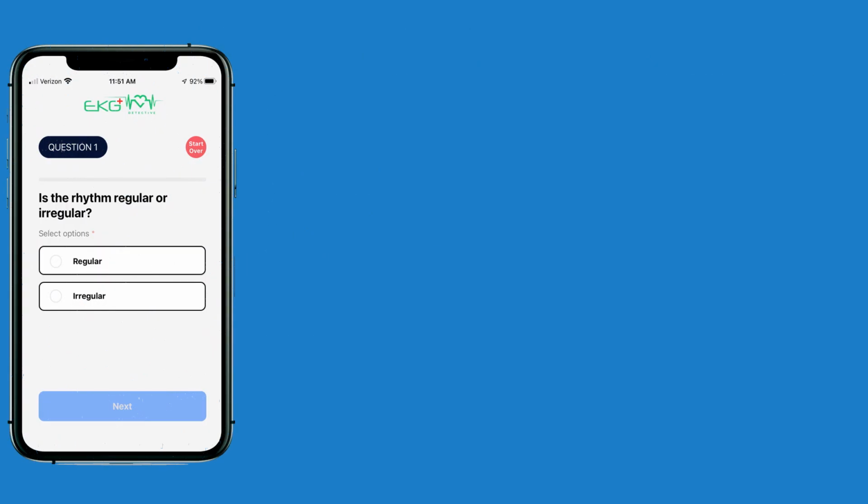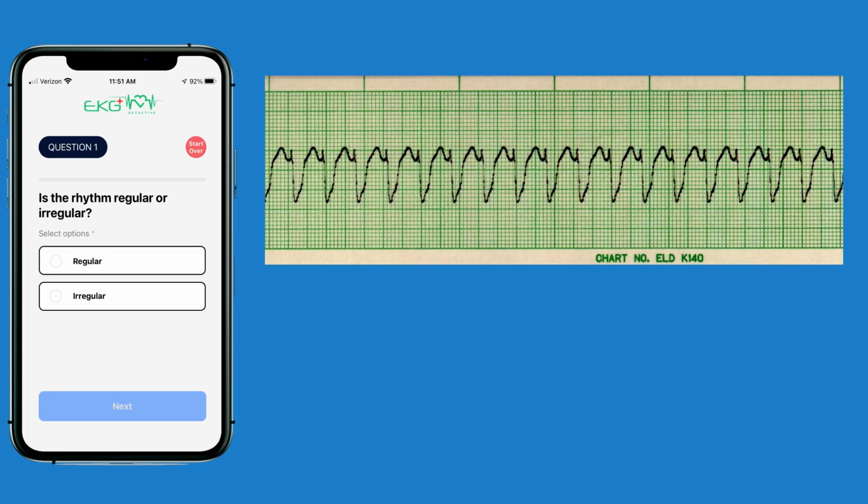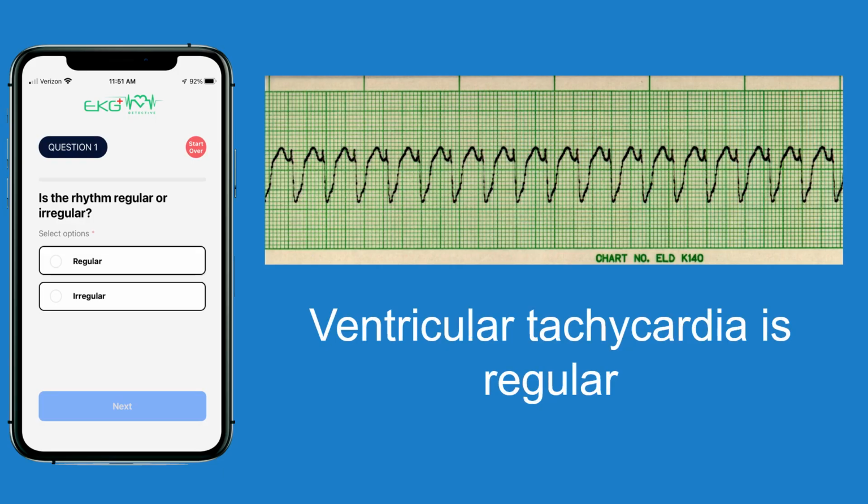So as usual, the first question the app is going to ask us is whether the rhythm is regular or irregular. And ventricular tachycardias will always be regular. So we will go to the app, we will select regular, then we will hit next to go to the next screen.